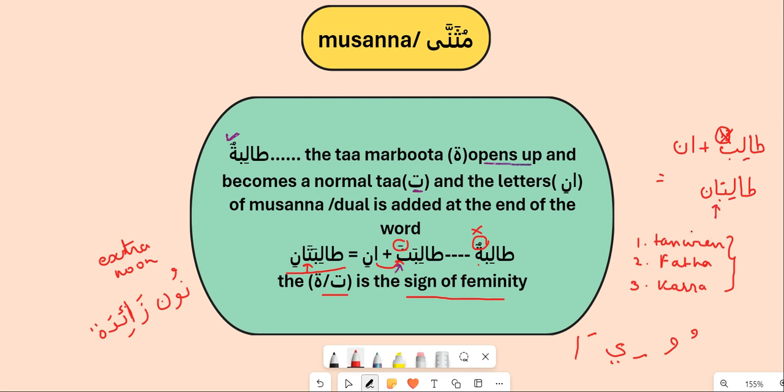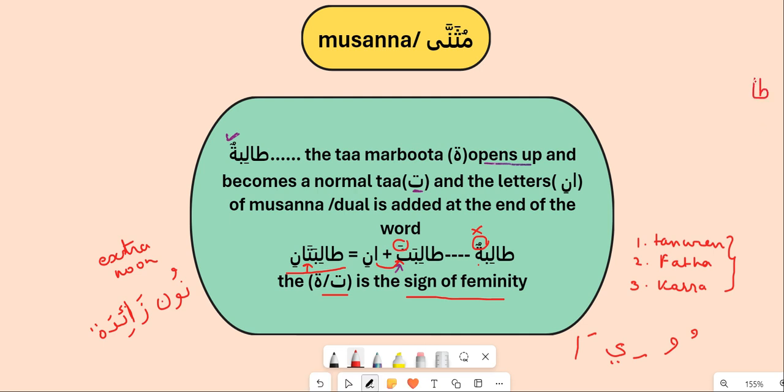And what about the musanna in mansoob and majroor case? The moment the noun is in mansoob or majroor, its structure changes: the alif changes to ya. For example, I will do first the male and then the female.